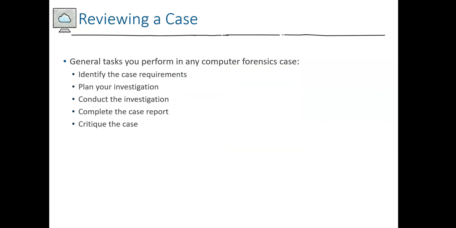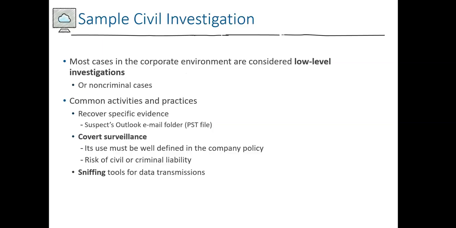So, reviewing a case. When reviewing a case, the general tasks you perform on computers are: identify case requirements, plan your investigation, conduct the investigation, complete the case report, and critique the case. If someone tries to critique my case, where is my weakness? So try to cover the weakness. Most cases are simple civil investigations. Most cases in a corporate environment are considered low-level investigations. Then there are covert surveillance or sniffing tools for data transmission. Sniffing means someone tries to hack the system by reading the data that goes through the wire.